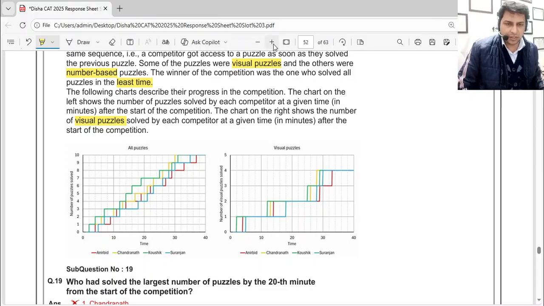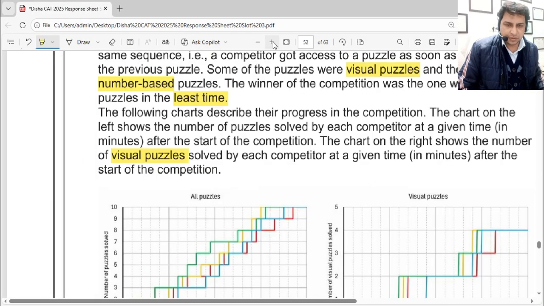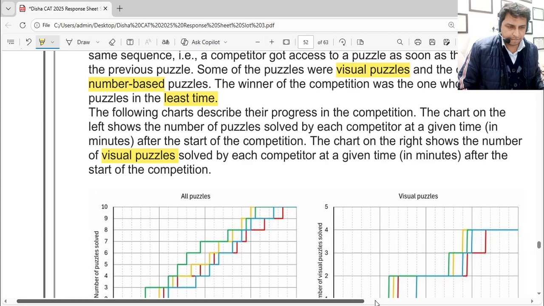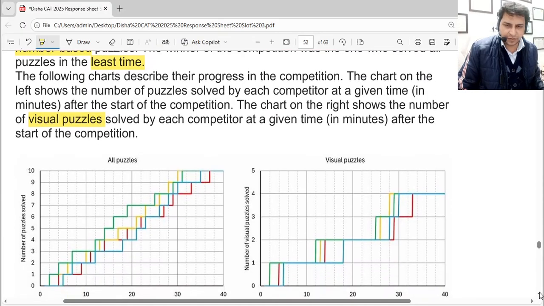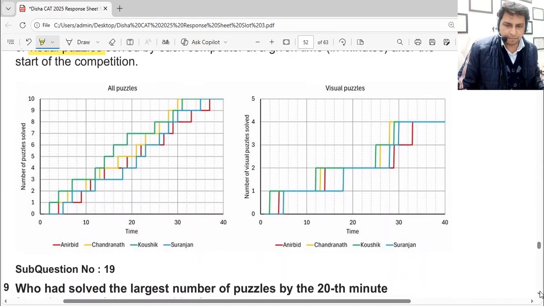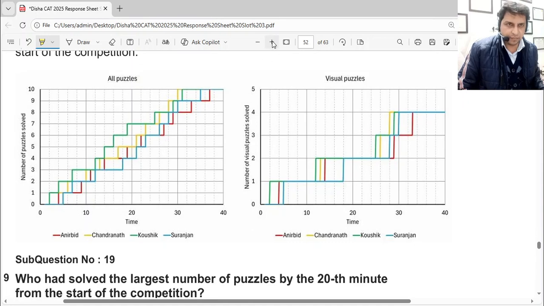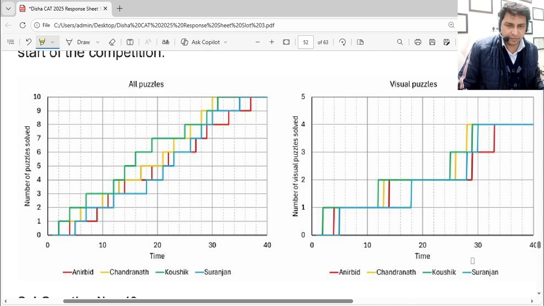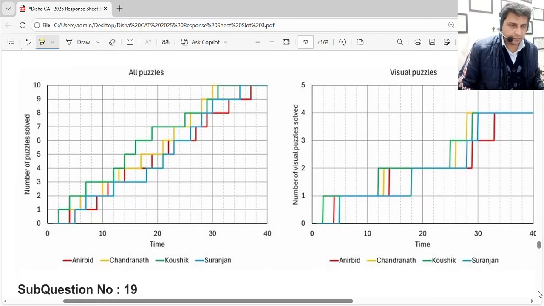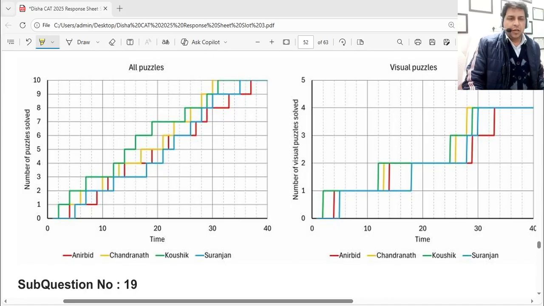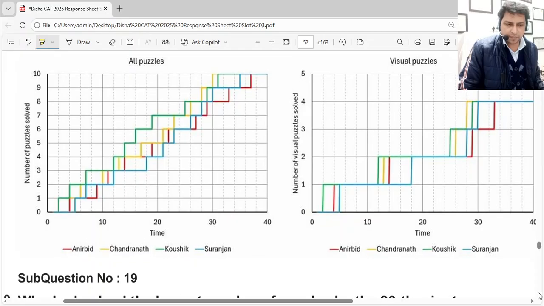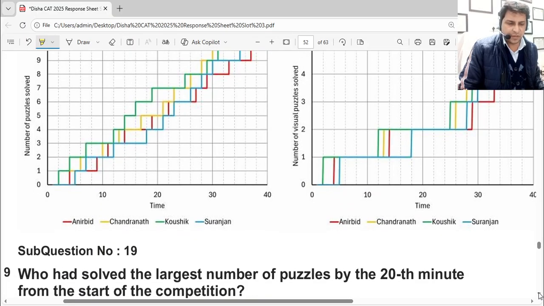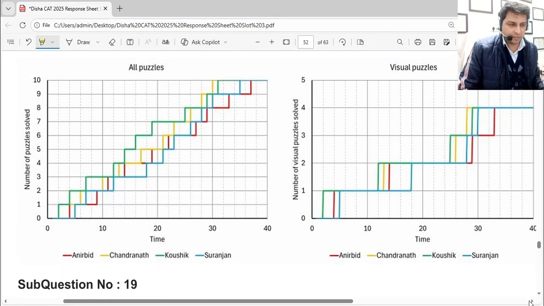We just need to expand it a bit. So these are the two graphs which we have. Okay, let's see if we can increase the size. Okay, this is better now. Now the first question, let's see what is the question. The first question says, who has solved the largest number of puzzles by the 20th minute from the start of the competition? Now let's understand the graphs also.